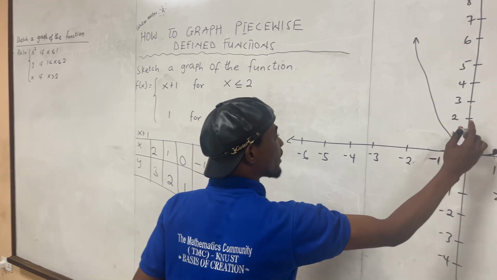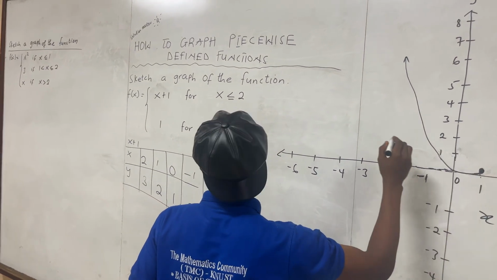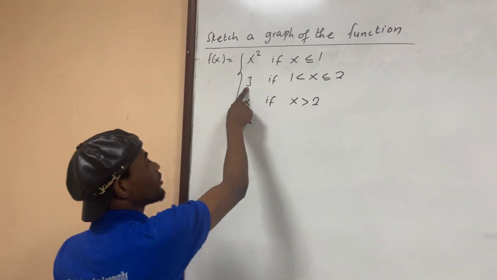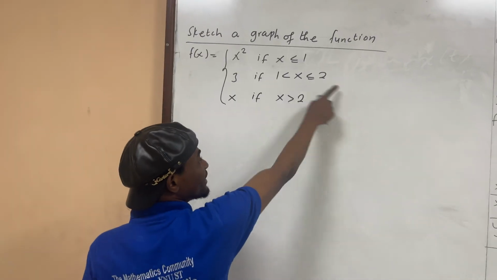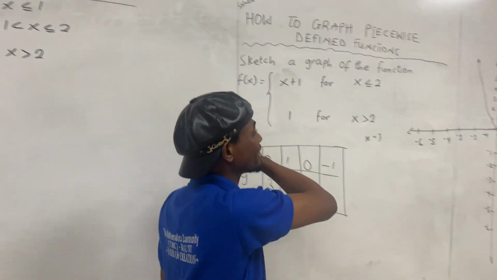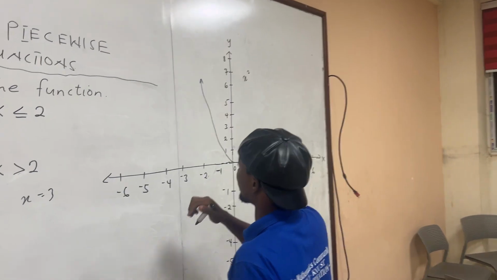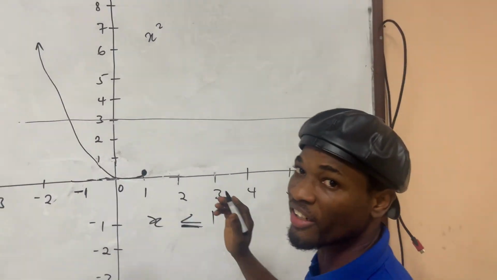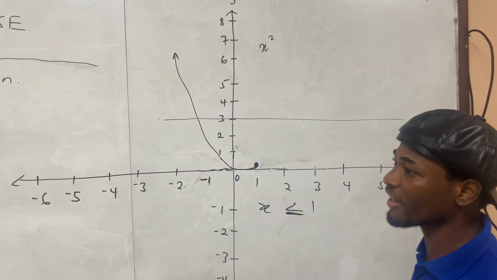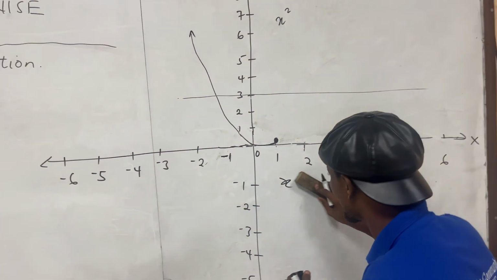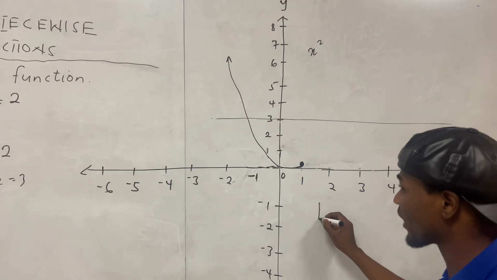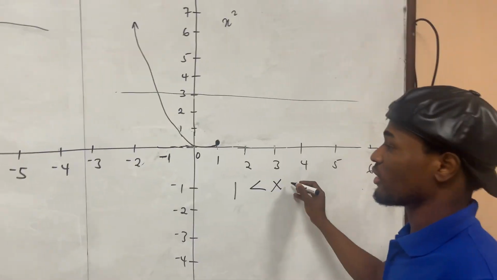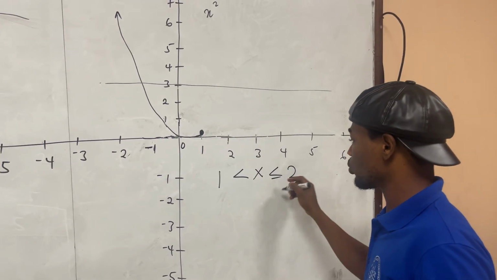Now, let's consider the horizontal function. Okay, this is a constant function. We have 3. If this interval is obeyed or satisfied, so I have 3, right? This is 3. I can simply draw this. I don't need to draw any table, right? Good. Now, what is the interval? The interval is 3 if and only if 1 is less than x, less than or equal to 2.